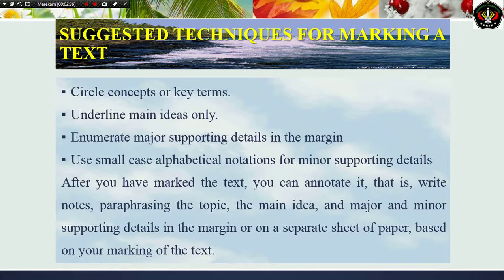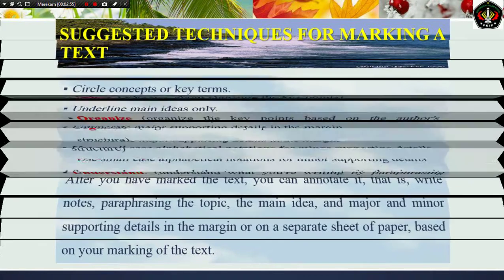After you have marked the text, you can annotate it. That is, write notes paraphrasing the topic, the main idea, and major and minor supporting details in the margin or separate sheets of paper based on your marking of the text. Some techniques for marking a text.